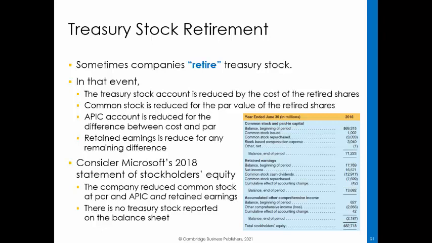Microsoft used the retirement method in its 2018 Statement of Stockholders' Equity. Common stock and additional paid-in capital were reduced by $3,033 million and retained earnings by $7,699 million for a total of $10,732 million. Interestingly, this helps to explain why Microsoft reports such a low balance for retained earnings.